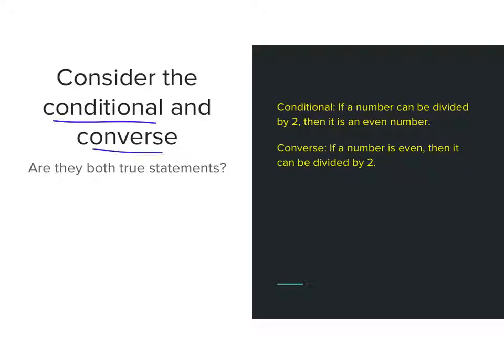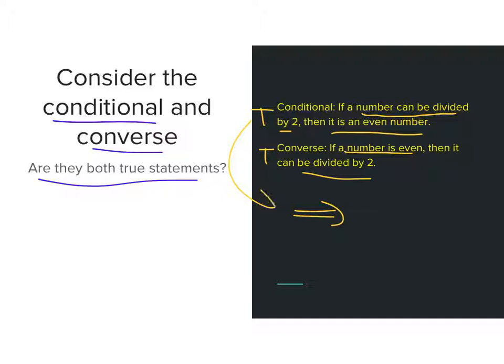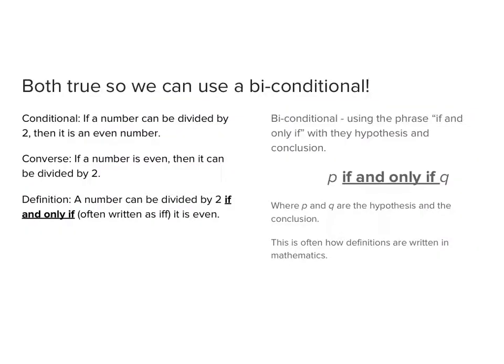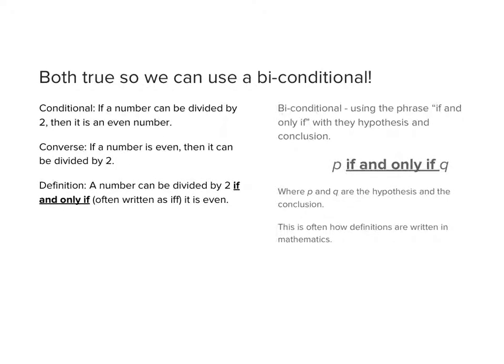Now we look at, are they both true statements? If I look at my conditional and my converse, in this case, if a number can be divided by 2, then it is an even number. If a number is even, then it can be divided by 2. That is true. That is also true. So this is called true forwards, which is my conditional, and true backwards, which is my converse. If it's true forwards and backwards like this, we can call that a definition, and we can use a biconditional.